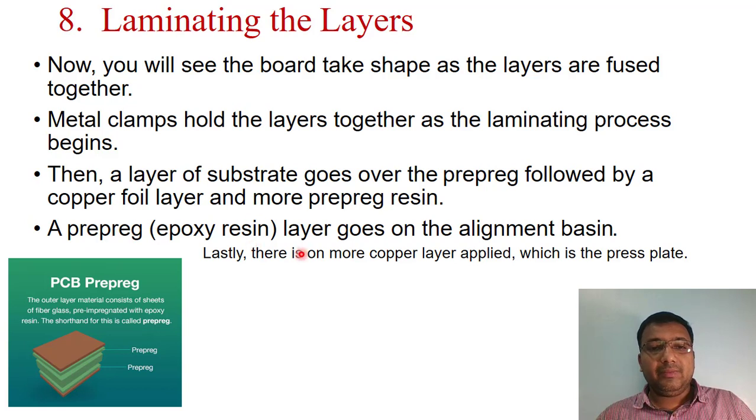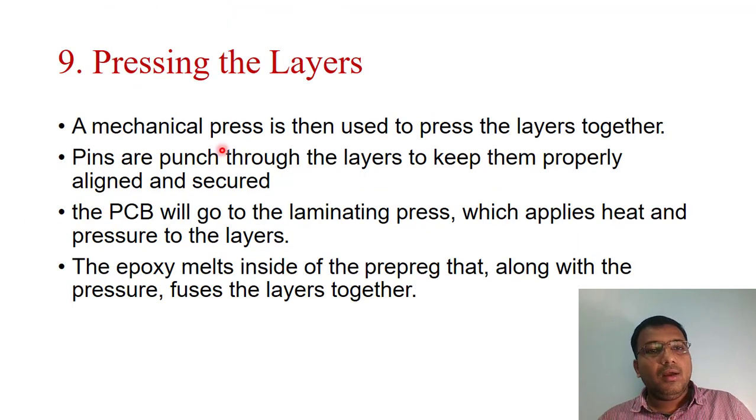The prepreg, that is the epoxy resin layer, goes on the alignment basin. Here it is: the prepreg is there, so inner layers are there, the top layer is copper again, the bottom layer is copper. So this prepreg process is there for alignment of multiple layers. So this is a laminating process. Pressing the layers, a mechanical press is used for pressing those particular layers.